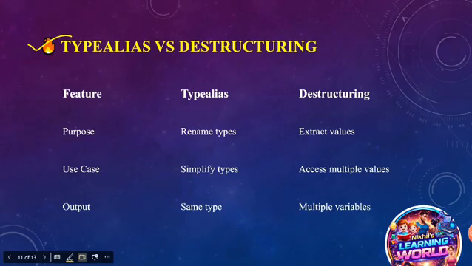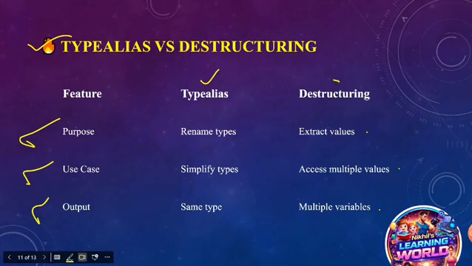Type alias versus destructuring. The purpose of type alias is to rename a type, and destructuring is to extract values. The use case is to simplify types versus accessing multiple values. The output is the same type versus multiple variables. These are the differences between type alias and destructuring.